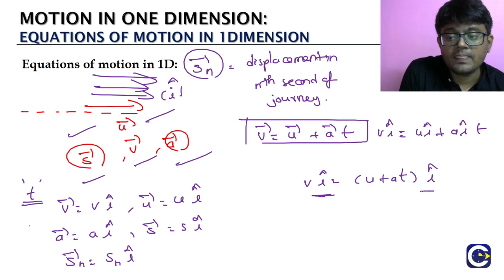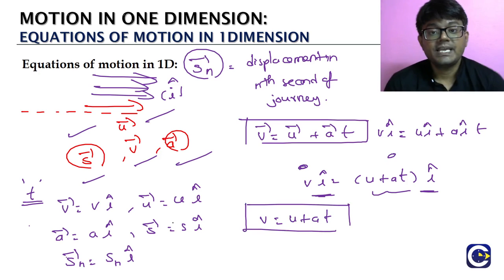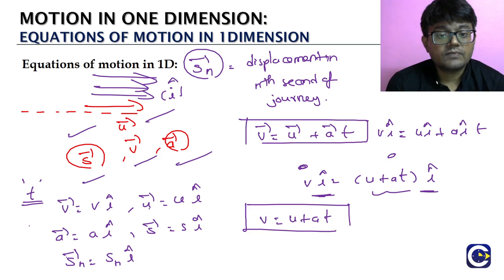So what is the component of I cap on the LHS? V. That should be equal to the component of the I cap in the RHS. When we equate, it means the component here must be equal to the component there, right? Which means V should be equal to U plus AT. Here what is V? The magnitude of the final velocity. U is the magnitude of the initial velocity. A is the acceleration magnitude, just the values. T is the time.